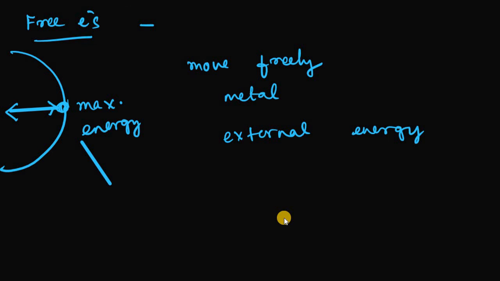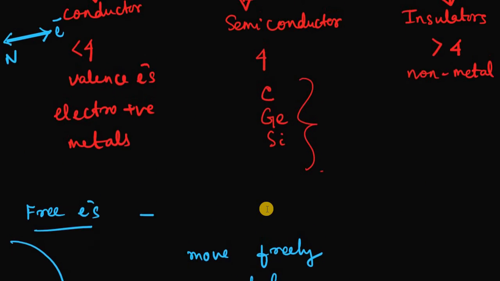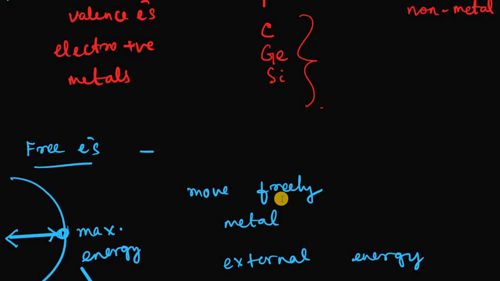So a conductor is a substance which has a large number of free electrons. Under conductor I can simply write: these have the maximum number of free electrons, very loosely bound, and with a little energy they can just leave the outer orbit or shell.